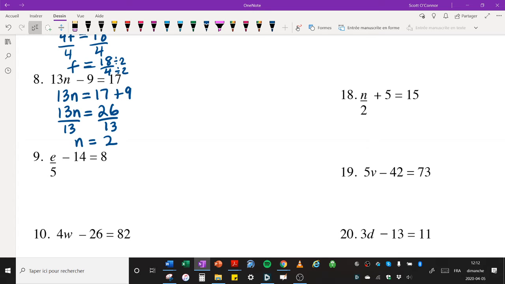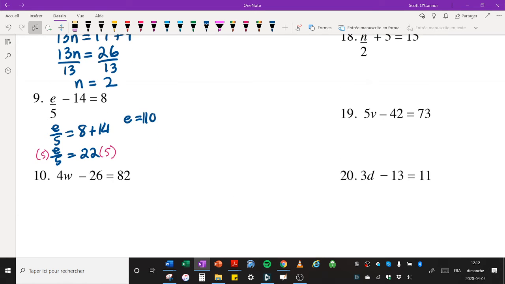Subtract 14 and divide by 5 are in the way. I get rid of subtraction first. I add 14 to both sides. e over 5 is now equal to 22. Divide by 5 is in the way, so what do I have to do? I have to multiply both sides by 5. Therefore, e is going to be equal to 110 when I multiply 22 by 5.